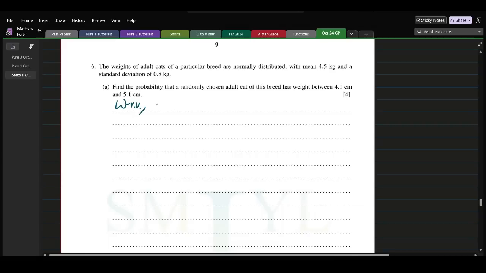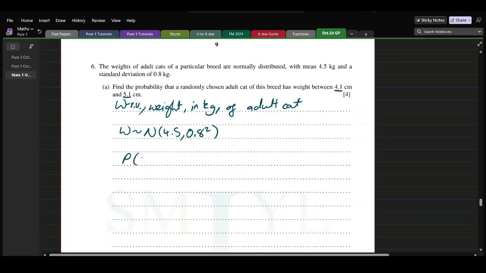Let W be the random variable: weight in kg of adult cat. Alright, so W follows a normal distribution with mean 4.5 and variance 0.8 squared. Okay, and we want to find the probability that this weight is between 4.1 and 5.1. So probability that our weight is between 4.1 and 5.1.